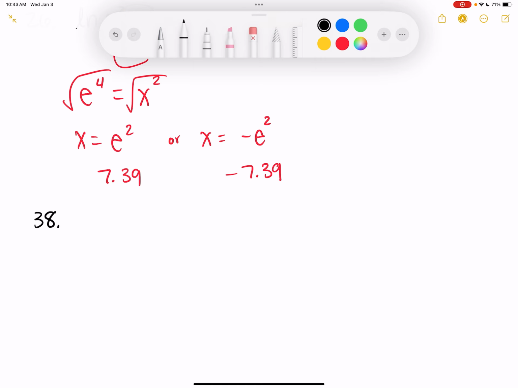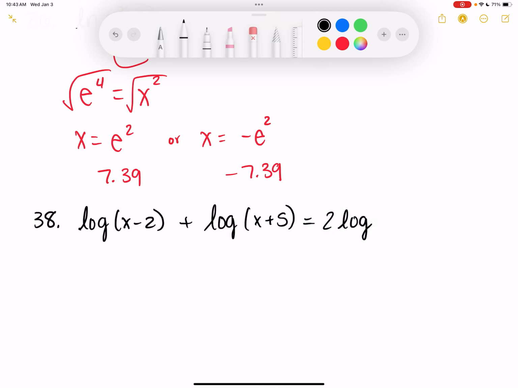Slightly easier problem. We've got log of x minus 2 plus the log of x plus 5 equals 2 log of 3. Any idea what I might need to do with this one? Or anything you see that I could? I could condense the logs. How would I do that? Or what's that going to look like? Log of x minus 2 times x plus 5. Yep.